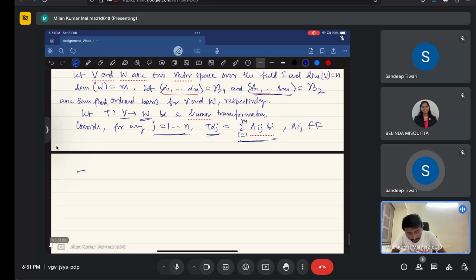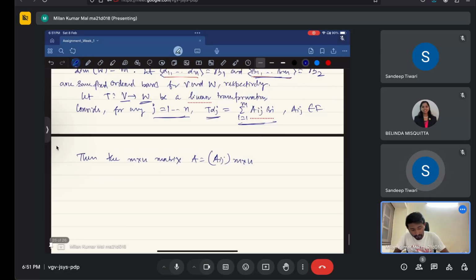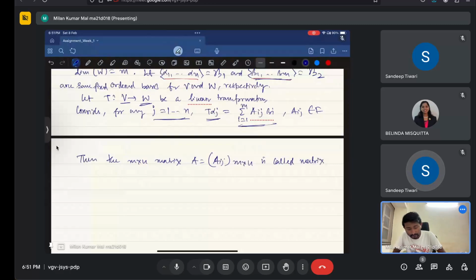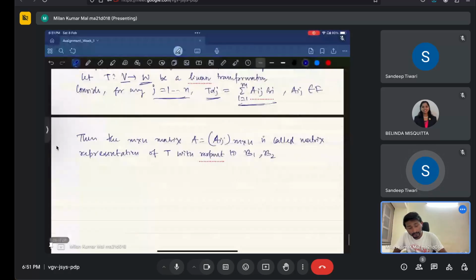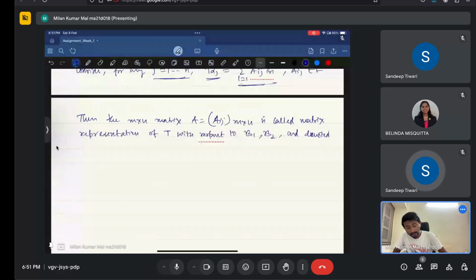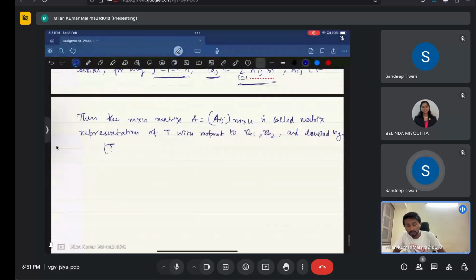So in that case, the m by n order matrix A equals (a_ij), of m by n order over the field F, meaning the entries come from the field F, is called the matrix representation of T with respect to beta 1 and beta 2, and is denoted by T beta 1, beta 2, that is the matrix A.